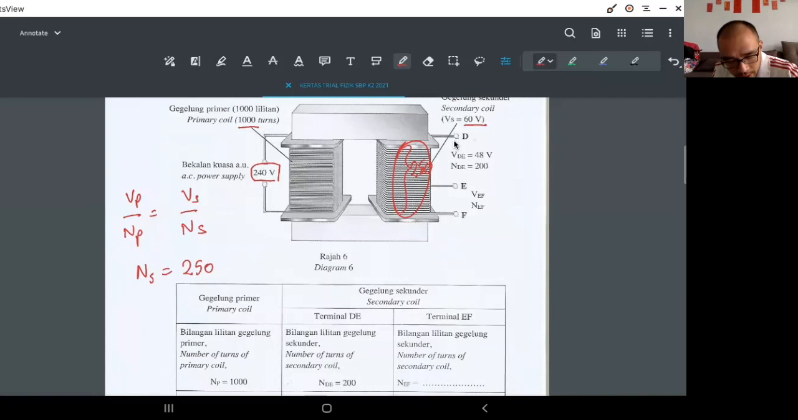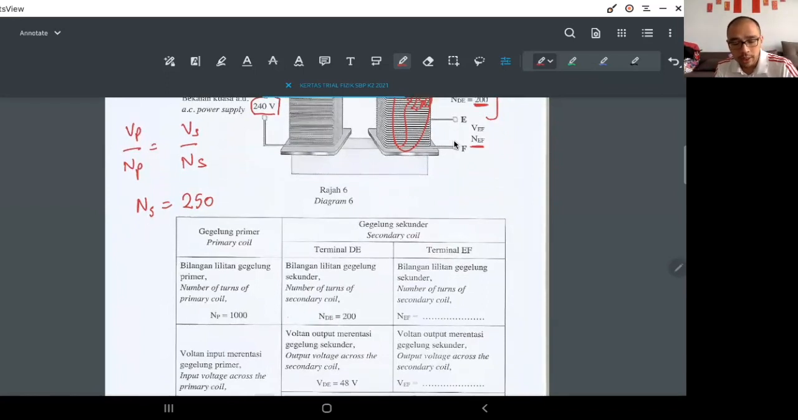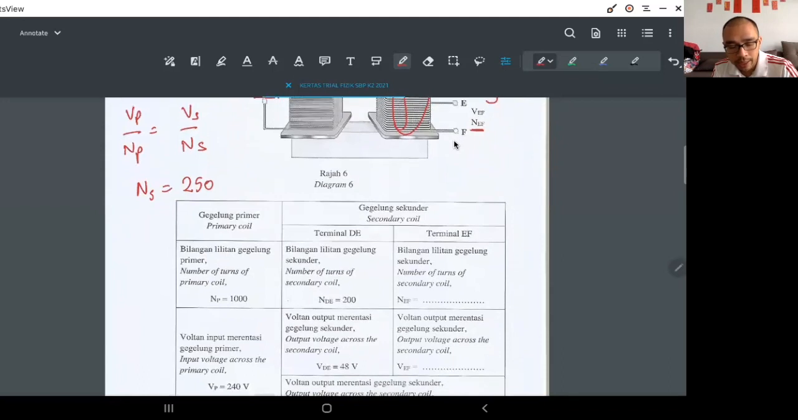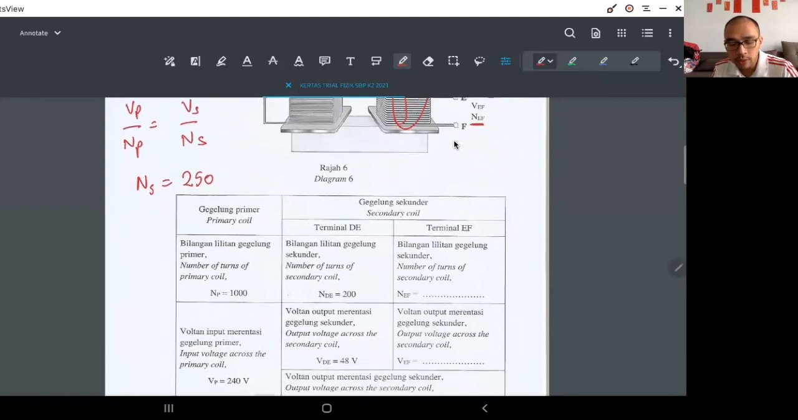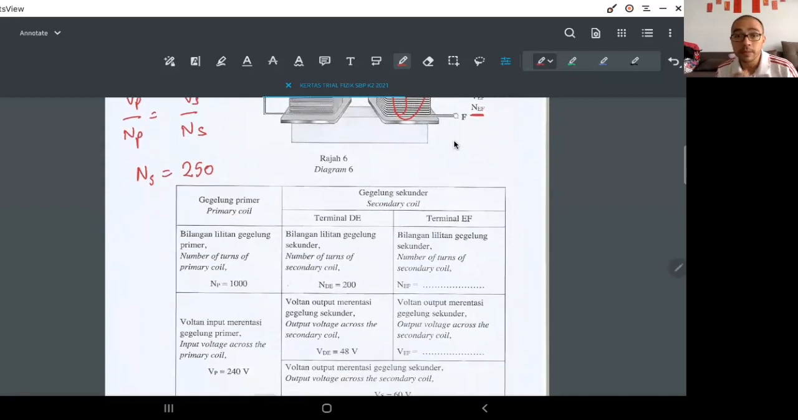Now, since DE is 200, you immediately know that NEF is 50. This is a no-brainer. And since you know that the total voltage is 60 and this is already 48, this is 60 minus 48, which is 12 volts. It's not a very difficult calculation, just a matter of plus and minus only. So NEF equals 50 and VEF equals 12 volts.